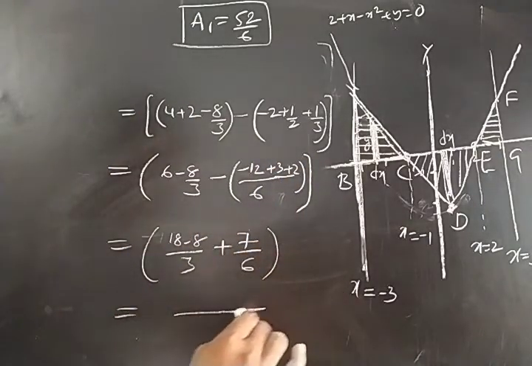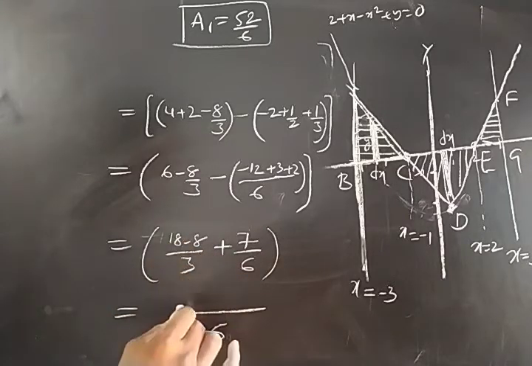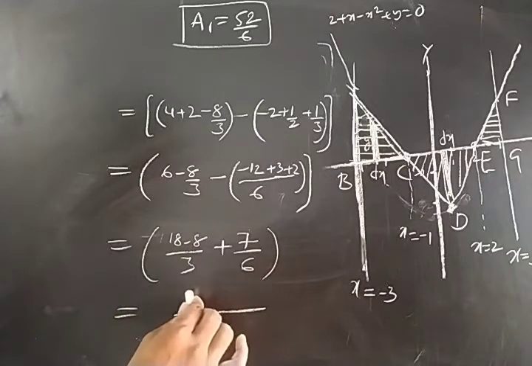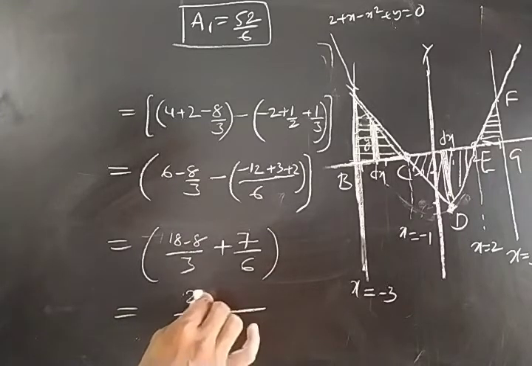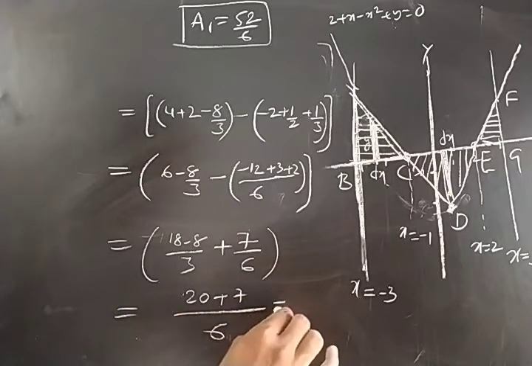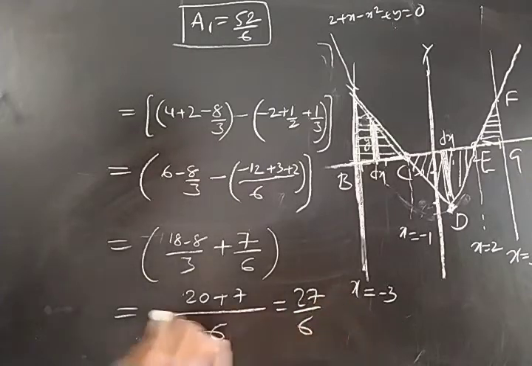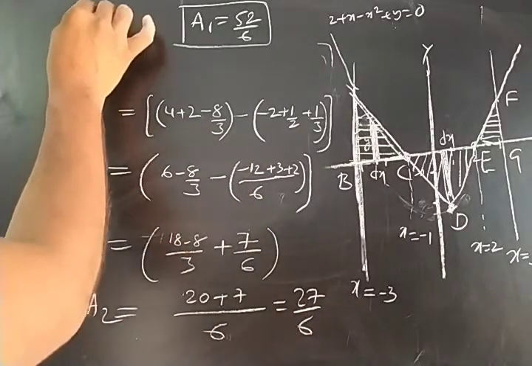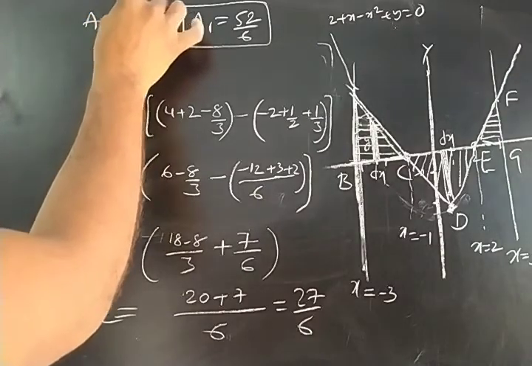So what is the LCM? 6 is the LCM. Here 20 plus 7, this is 27 by 6. This is the A2 area. So I got the A2 area right here. A2 equal to 27 by 6.